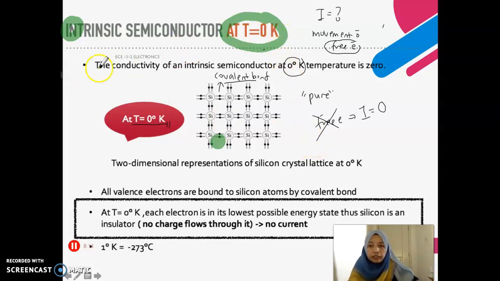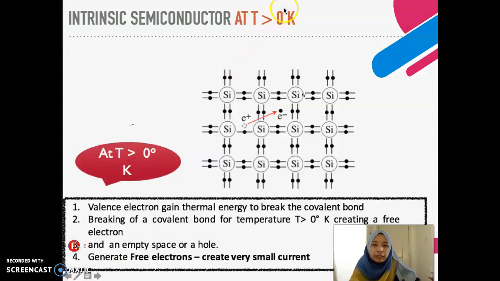So means in this part where at T equals 0, the semiconductor behave like insulator, because there is no free electron. Why there is no free electron? Because there is a covalent bond here, and this covalent bond is very strong, and no free electron exists inside the pure semiconductor at T equal to 0 K. Means no heating applied at the semiconductor. Okay, now let's see what will happen.